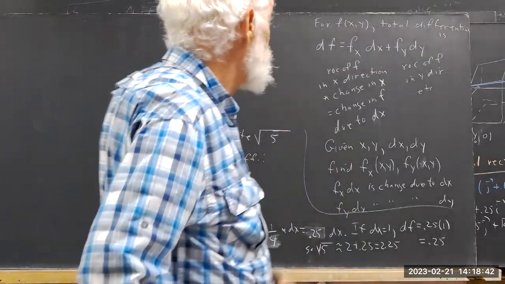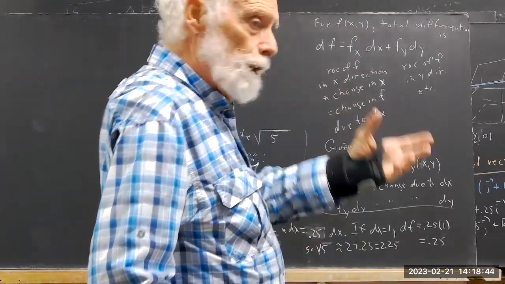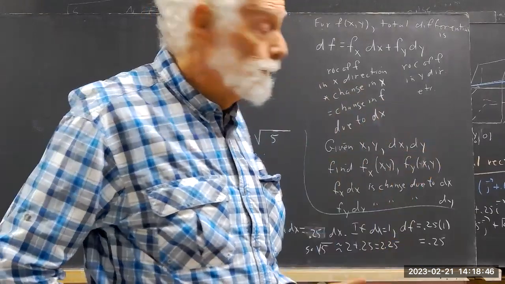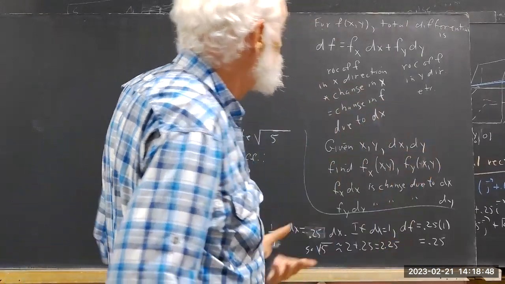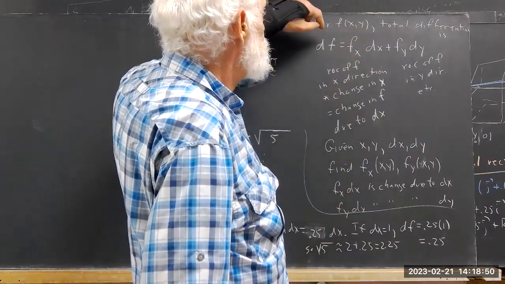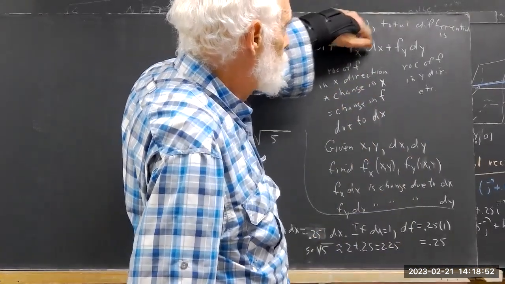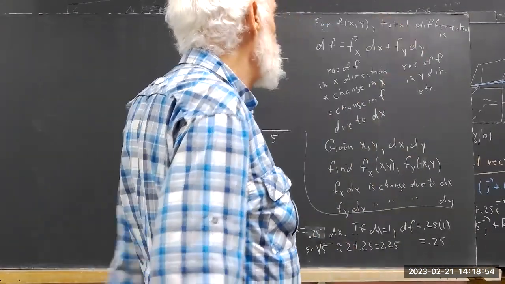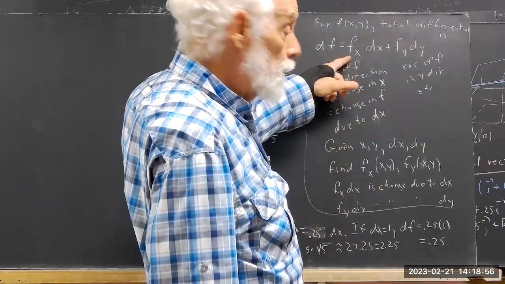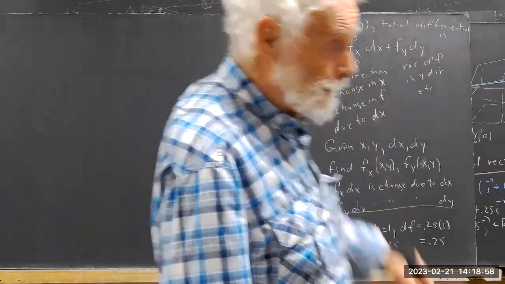Switching gears. You have some questions in homework about the total differential. Total differential is df equals fx dx plus fy dy. Okay. What does fx mean? It's the partial derivative with respect to x.